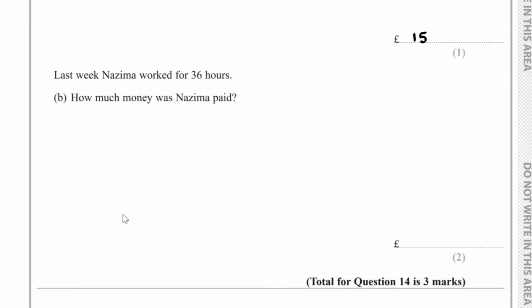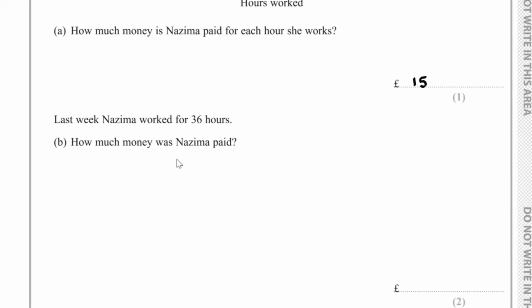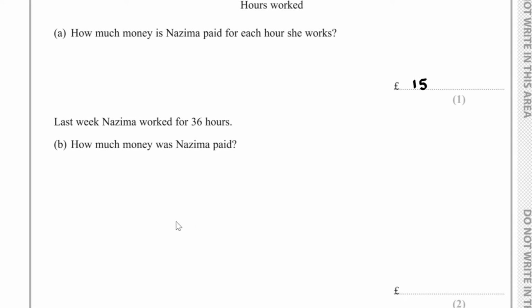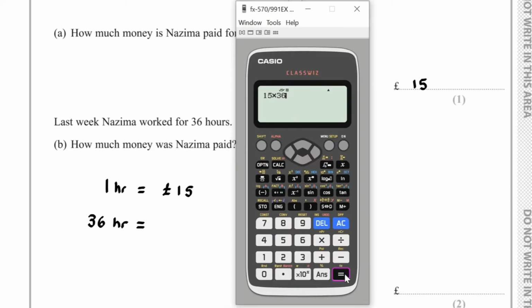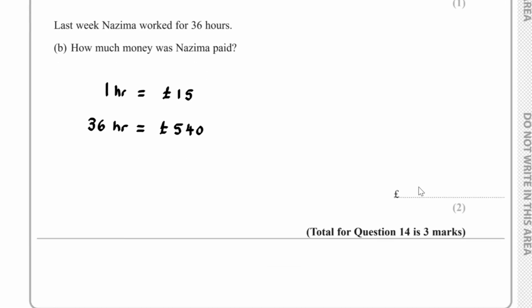And then last week Nazima worked for 36 hours. How much money was Nazima paid? Well, to work this out, if in 1 hour she is paid £15, then in 36 hours we have to multiply 15 by 36 to get 540. So in 36 hours she is paid £540.